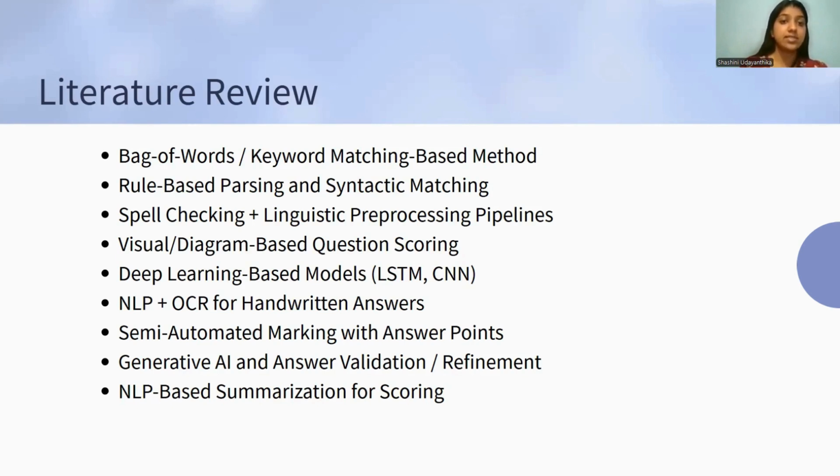And finally, some systems use summarization, where student answers are condensed and compared to the model summaries, which is effective for essays but less precise for technical content. These are the methodologies addressed from previous research papers. Then we will move further to how this research paper addresses its methodology.